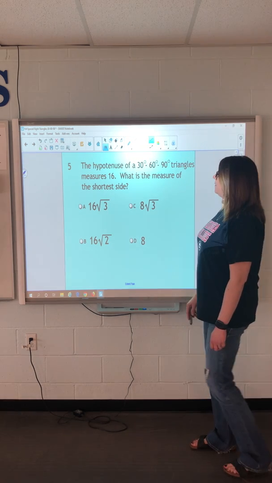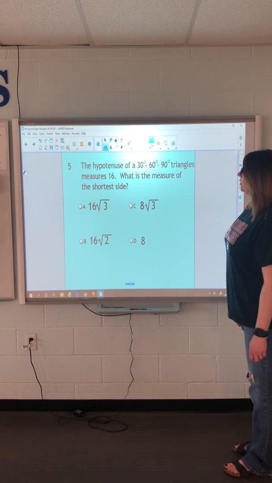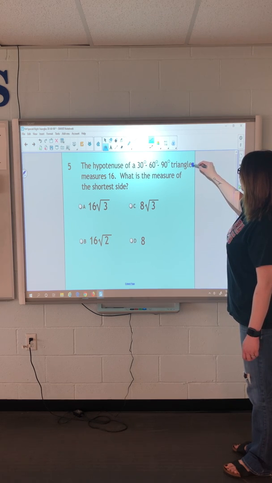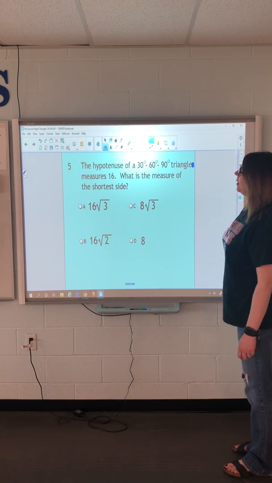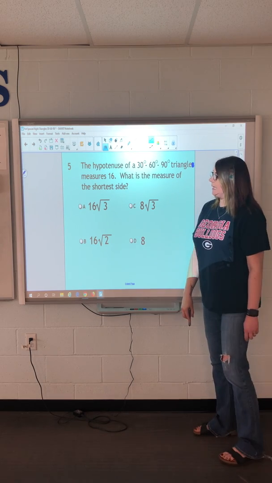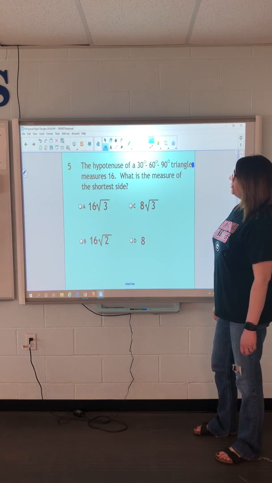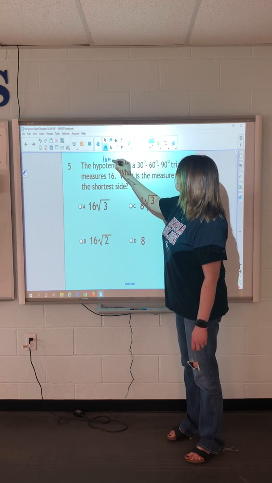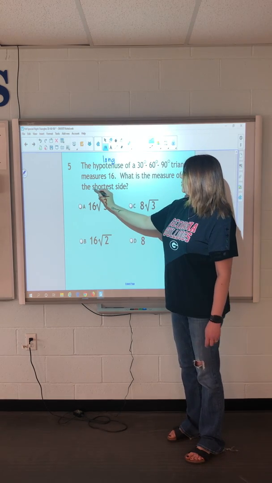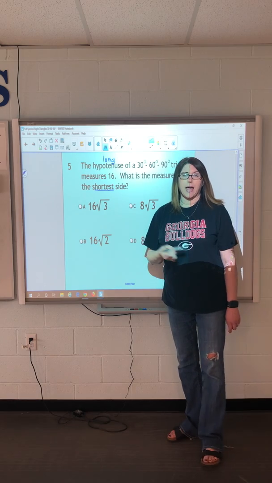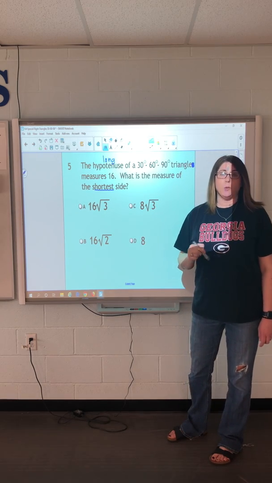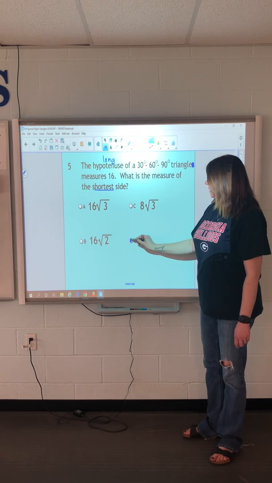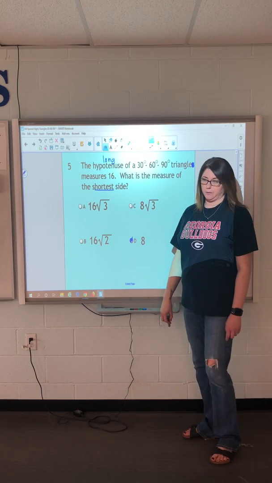All right, number 5 says the hypotenuse of a 30, 60, 90 triangle measures 16. What's the measure of the shortest side? Well, hypotenuse, remember, is the long side, and they're asking us for the shortest side. So remember, how do we get from long to short? We divide by 2. So 16 divided by 2 is going to give us letter D.